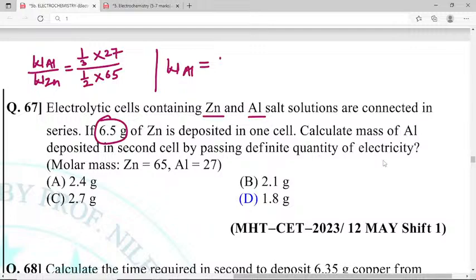The weight of zinc is 6.5 gram. So 6.5 multiplied by 1/3 multiplied by 27, multiplied by 2, and then divided by 65. If you solve all this, we'll get the answer 1.8 gram.